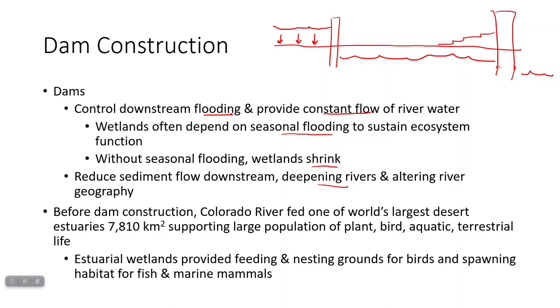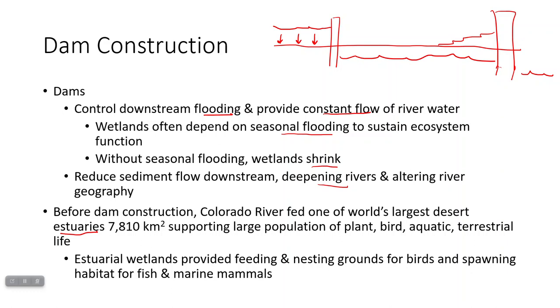Before any dams were constructed on it, there was one of the world's largest desert estuaries. An estuary, if you remember, is where fresh water meets ocean water. There were almost 8,000 square kilometers of wetlands.